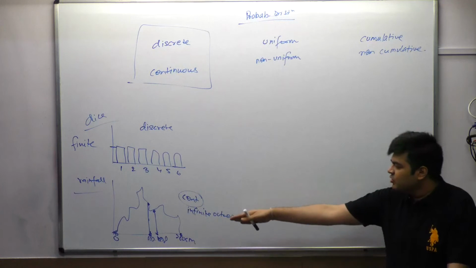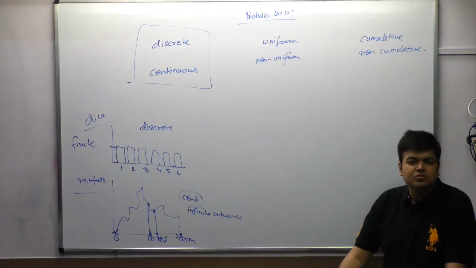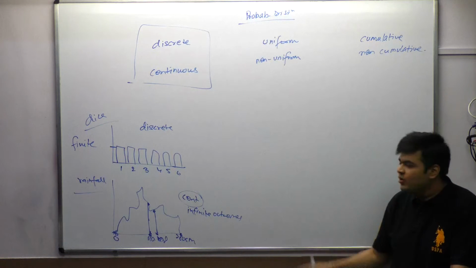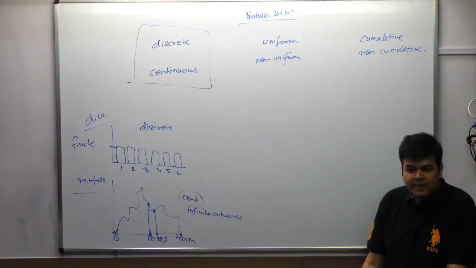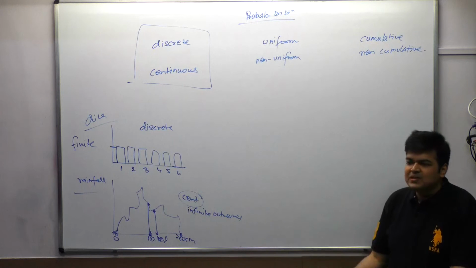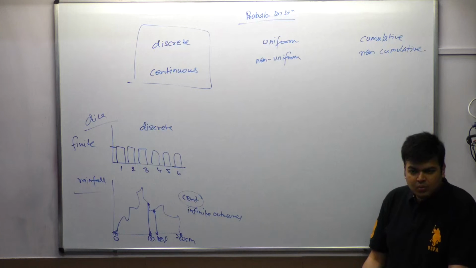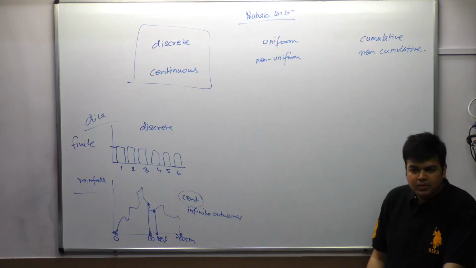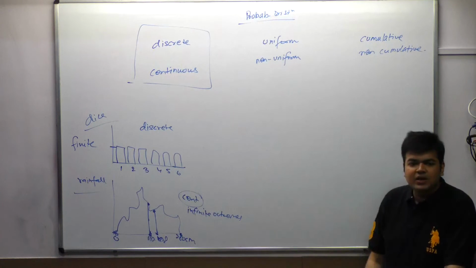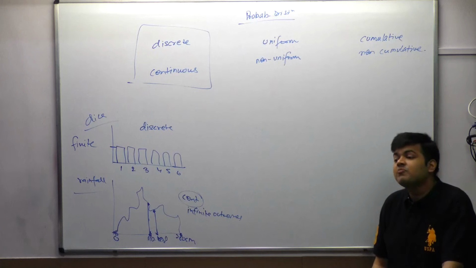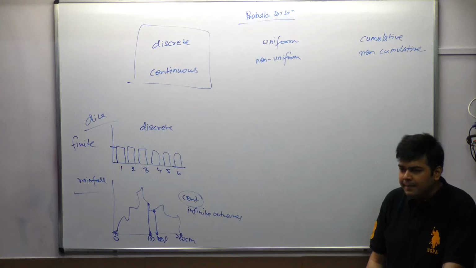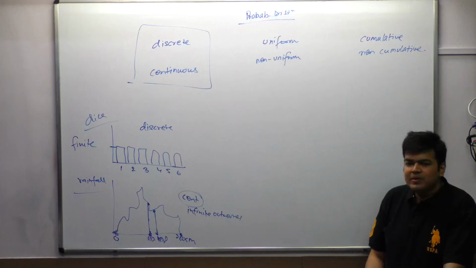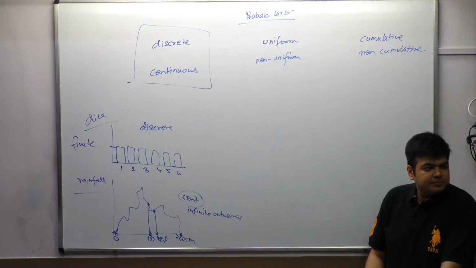The range has been given to you over here, 0 centimeters to 200 centimeters, and the rainfall could be taking any value between that range. There are infinite possibilities between 0 to 200. 110.8921, whatever can happen, right? Don't think infinite means it goes beyond 200, but the number of possibilities is infinite. The number of possibilities for the outcomes is going to be infinite between 0 and 200 centimeters.